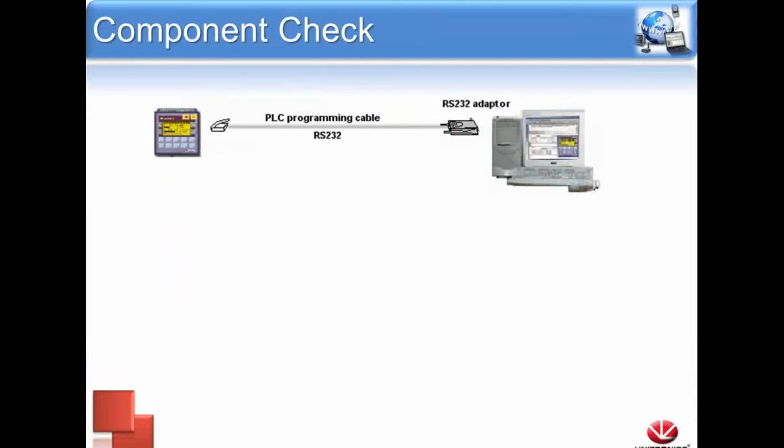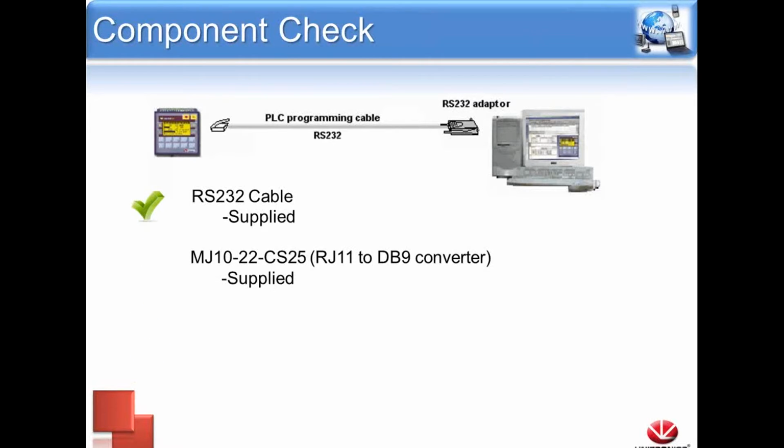The first step is to ensure you are connecting with the appropriate hardware. Stemming from the PLC, we will work our way back to the PC. You'll connect one end of the RS-232 programming cable with an RJ11 jack to the PLC. This is supplied with the part number MJ10-22-CS25 kit. The other end will connect to a RJ11 to DB9 RS-232 serial adapter. This will have the part number MJ10-22-CS25 labeled on the adapter, as this is included with the previously mentioned RS-232 cable to comprise the full kit.